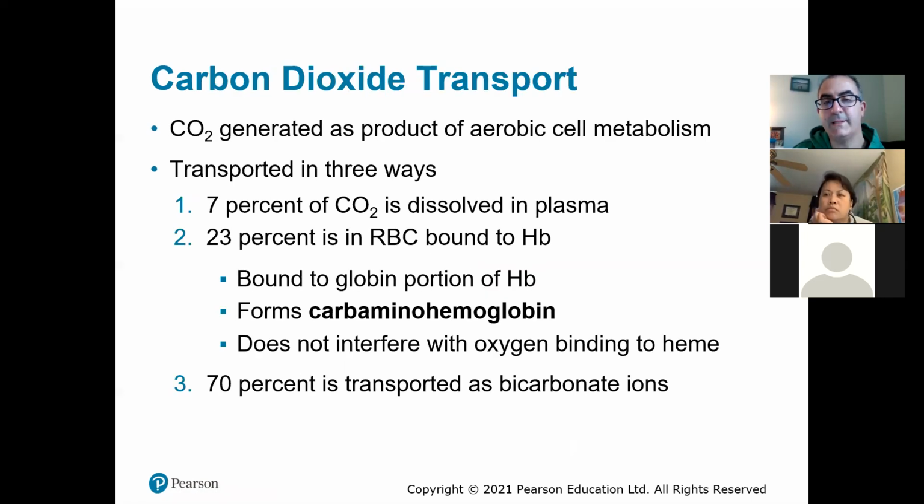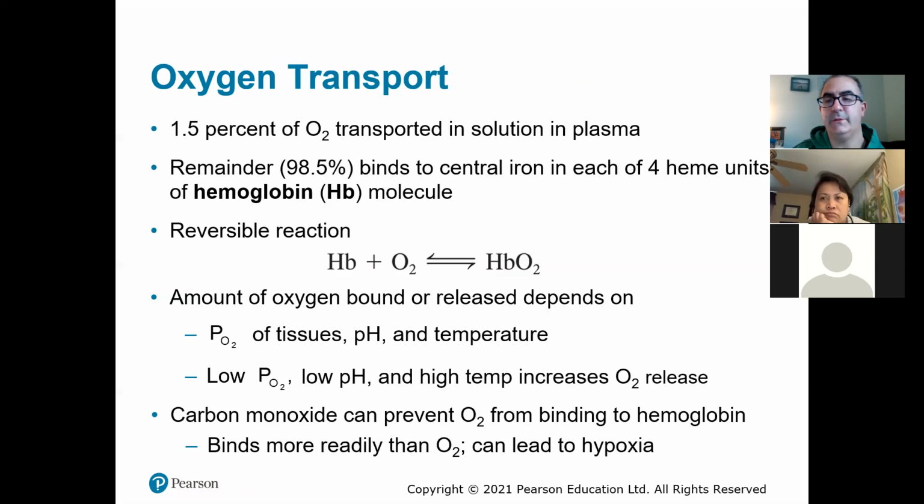But carbon dioxide transport is a little bit different than oxygen. It's not just the opposite of oxygen. So oxygen, like I said, 98.5% of it, most of it is bound to hemoglobin, bound to red blood cells.